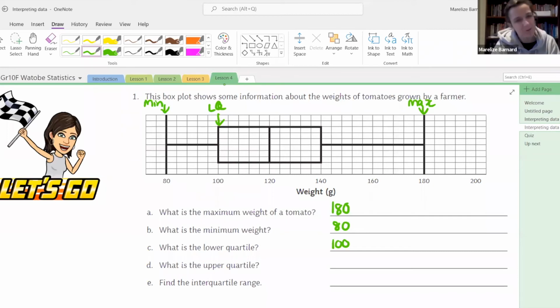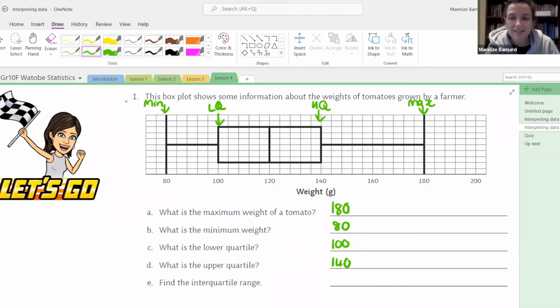What is the upper quartile? Go. 140. Yay. Oh, what am I writing? I'm writing something that's not 140. 140. Okay, upper quartile.